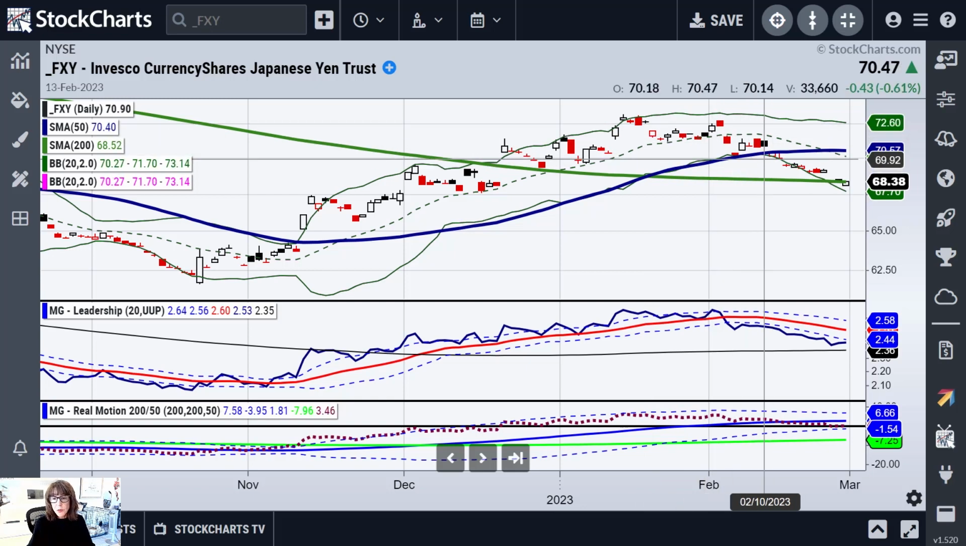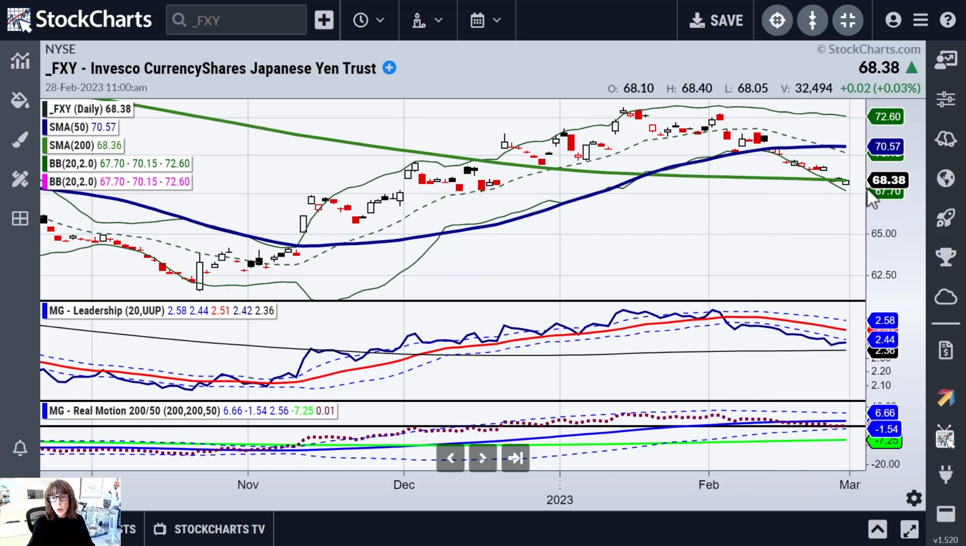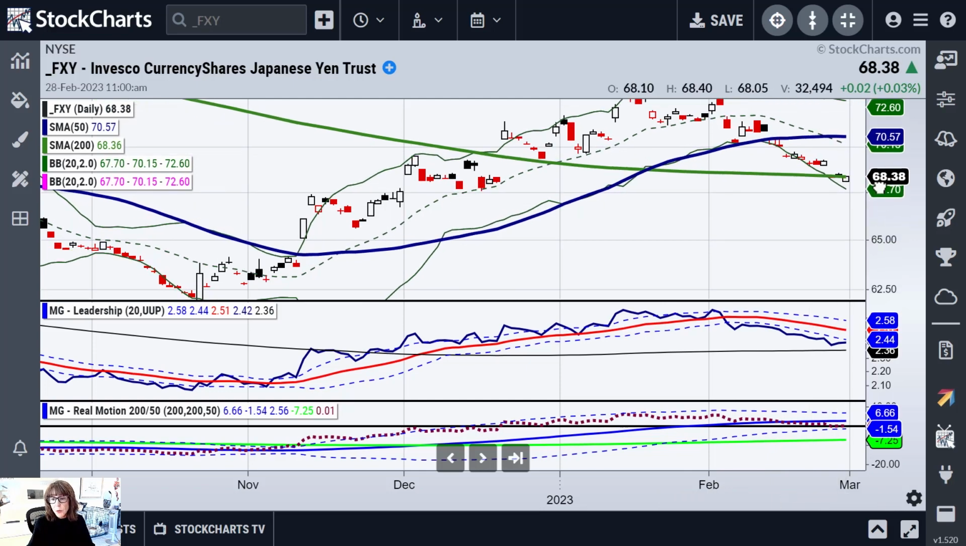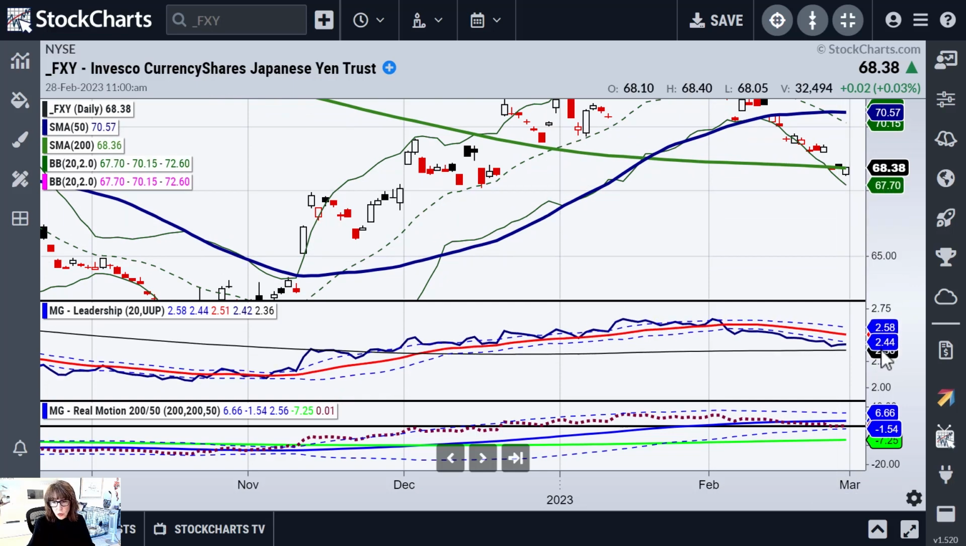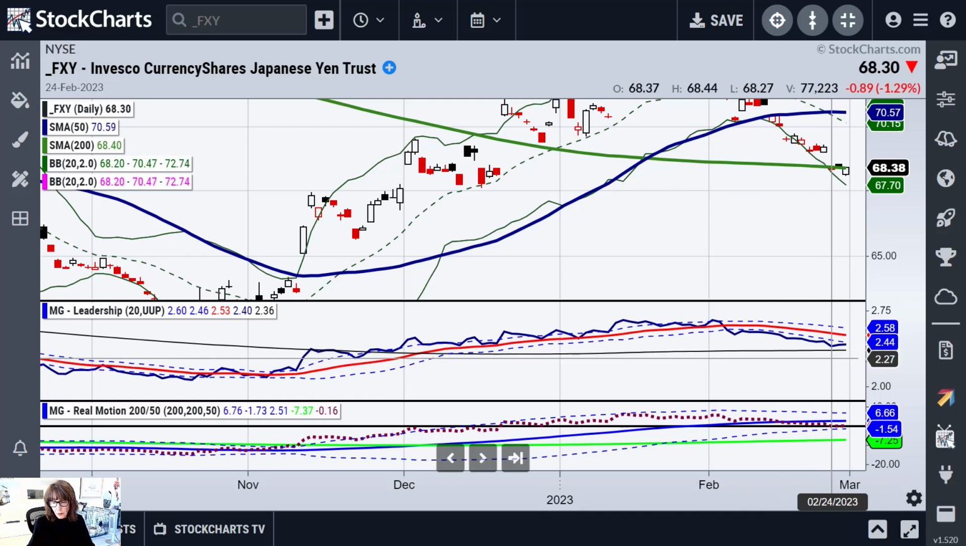We eventually broke down underneath the 50-day moving average. We are now in what is called a distribution phase because the 50 is above the 200, but the price is just below. And so we'll see if that gets any kind of follow through or whether we're actually going to be hitting some kind of bottom. So clearly you can see this is well underperforming the UUP. We'll take a look at it against the euro in a moment.